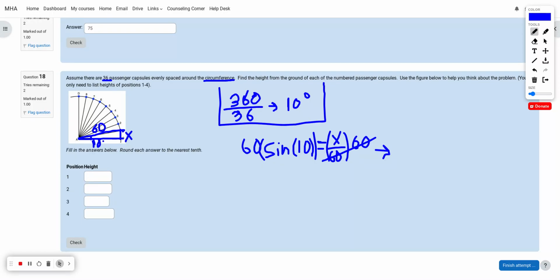Now, when you do this, make sure that your calculator is in degrees, not radians. If you do it in radians, it's going to give you the wrong answer. So, I'm going to go 60 sine of 10. And I get 10.41. Now it says to round it to the nearest tenth. So that'd just be 10.4 is x, but we're not done.